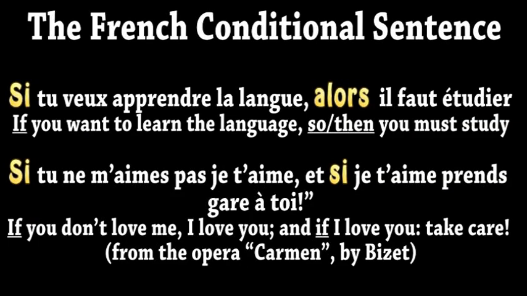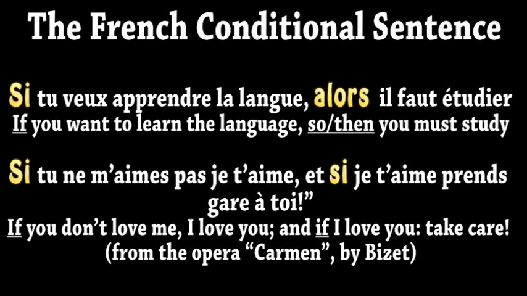Now, the French conditional sentence, you have si and alors, which basically means if, then, or if, so. Sometimes you can leave the alors out when you're more advanced. So if you don't see the alors there, don't worry. It's okay. But most commonly used are si and alors together. As an example, si tu veux apprendre la langue, alors il faut étudier. If you want to learn the language, then we must study.